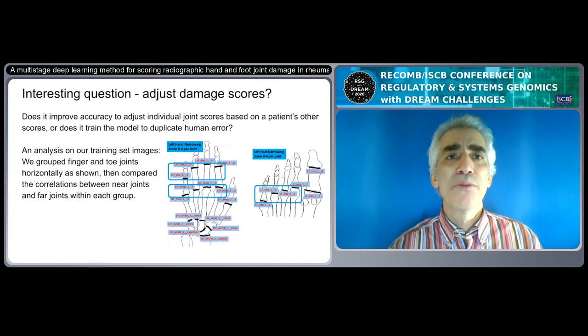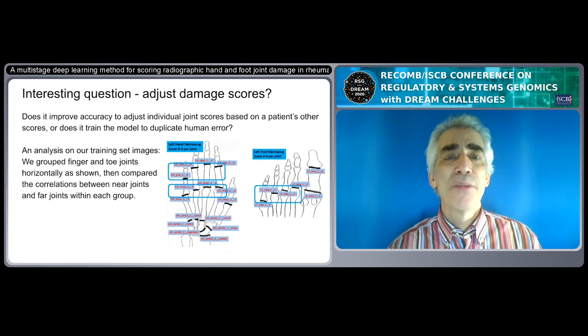And that brings us to what we think is an interesting question. Should we do that adjustment? In other words, does it improve accuracy to adjust the individual joint scores based on the patient's other joint scores? Or are we, in effect, just training the model to duplicate human error?